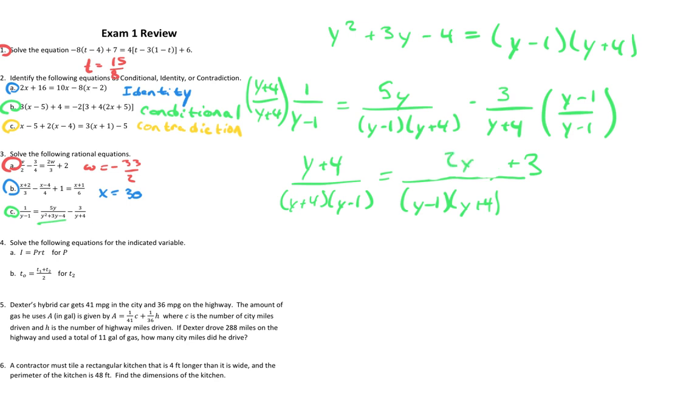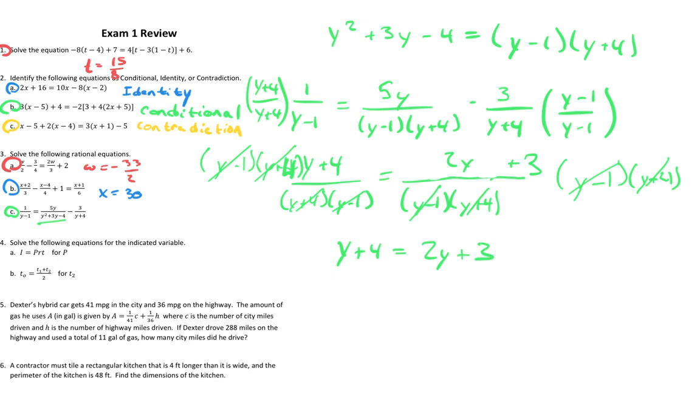So now we can multiply both sides by y minus 1 times y plus 4. We do the same thing on this side, y minus 1, y plus 4. So from here, this is going to cancel with this. This is going to cancel with this. This will cancel with this, and that and that. So after all that cancels, all that we're left with is this. So from here, we can work on solving this, and we get that y is going to equal 1. So this is our answer here.